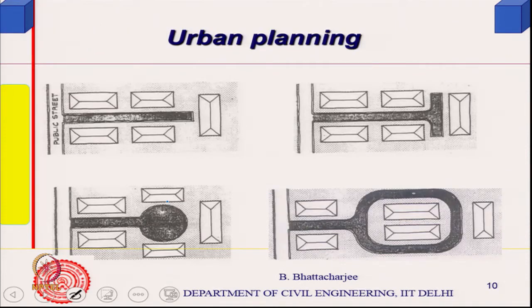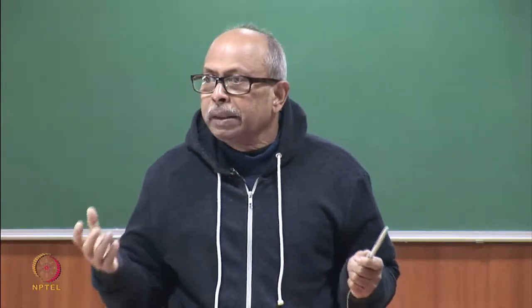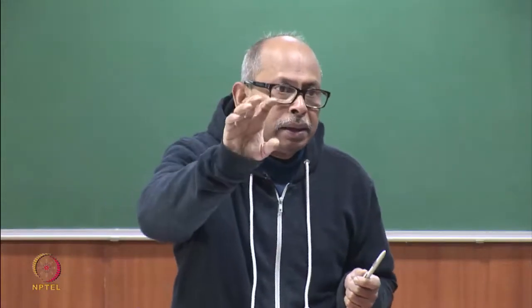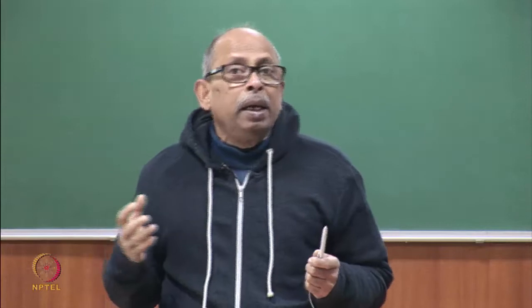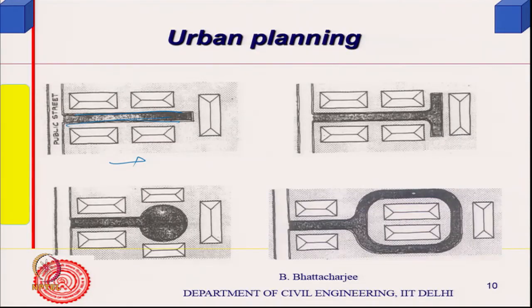Then a very important issue: while you are doing urban neighborhood planning, you can have what is called a dead end street. This is a public street, which is meant for all traffic, say, within the IIT campus. There are residential areas, with some residences here. By public street we mean the street meant for a number of residences, while this is a private street meant for only these 5 houses. This is a dead end street.